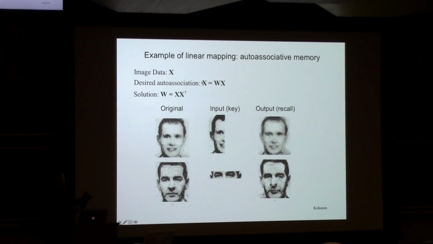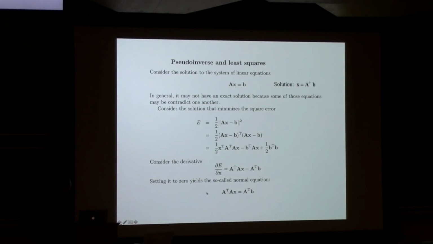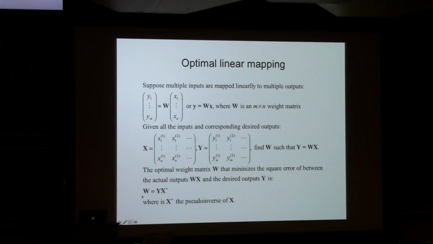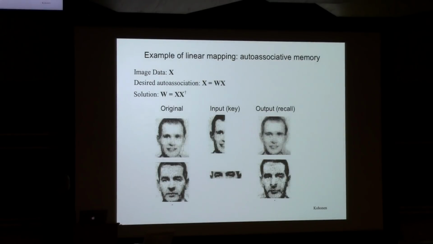Basically, you have a bunch of inputs, and your desired output is just yourself. In that case, you say, oh, that's easy, we just use the identity matrix and you map to yourself. That's very boring, not interesting. So here, if you use this, the result, of course, is the pseudo-inverse. The general solution is Y times X pseudo-inverse, but Y here is equal to X. What you get is X times X pseudo-inverse.